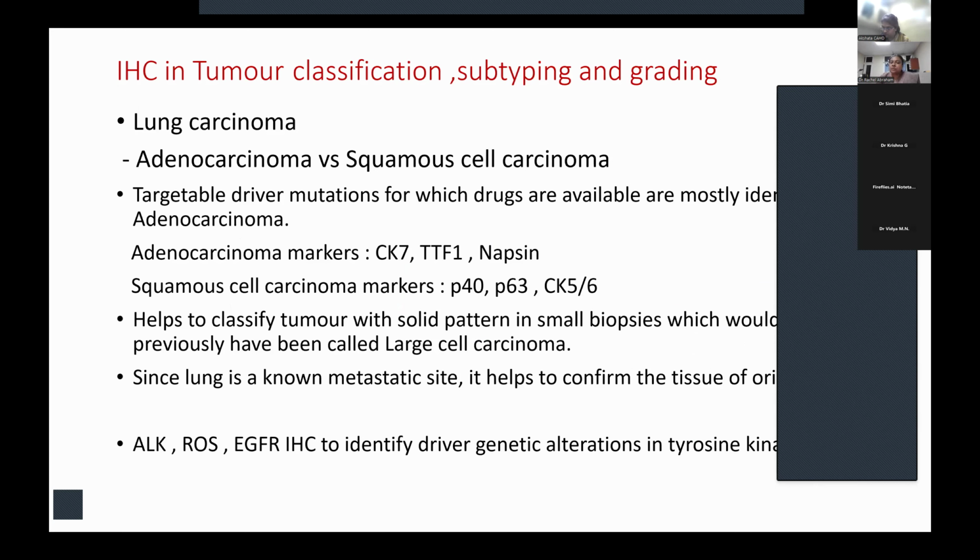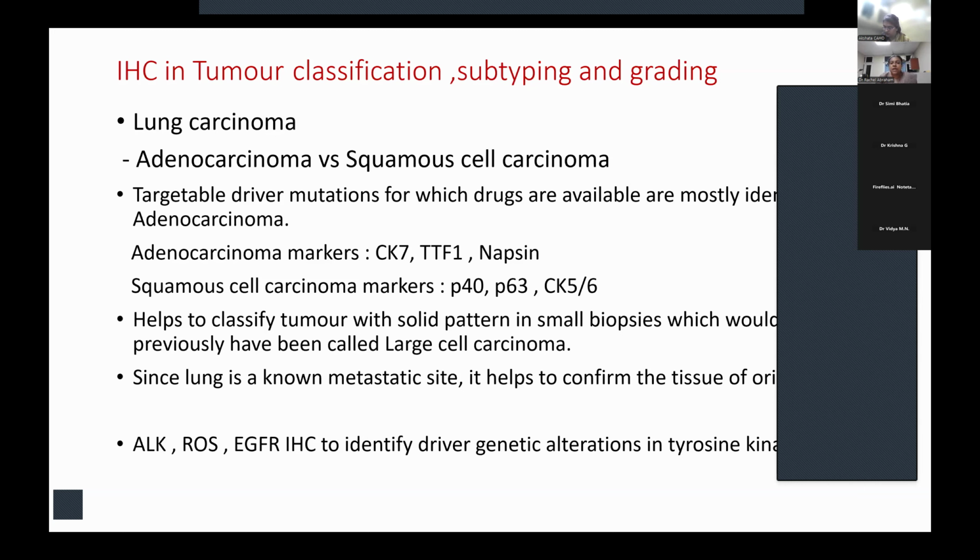The adenocarcinoma markers which are used include broad cytokeratin CK7 and the tissue-specific markers, that is thyroid transcription factor 1 (TTF1) and napsin. Squamous cell markers include P40, P63 and CK5/6. Of these, P40 is the most specific. So how does IHC help us?